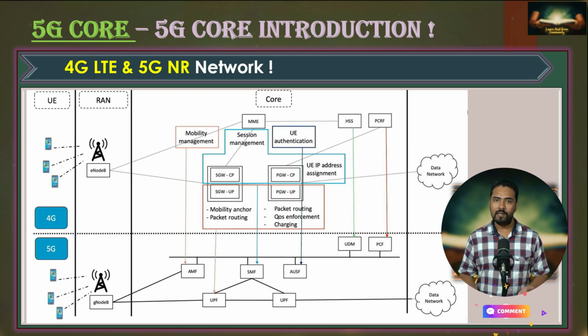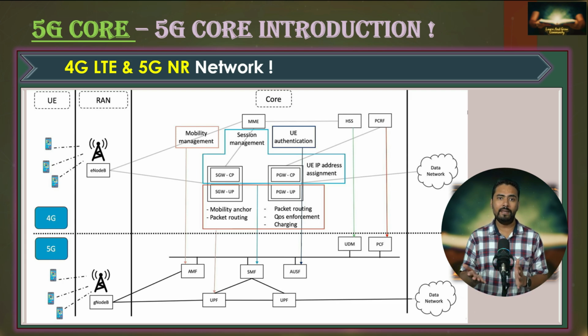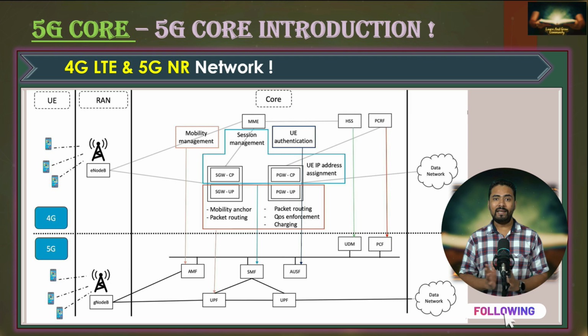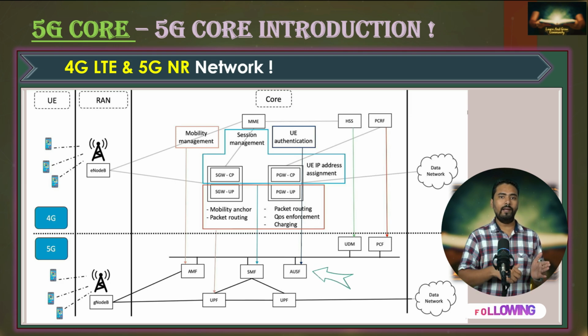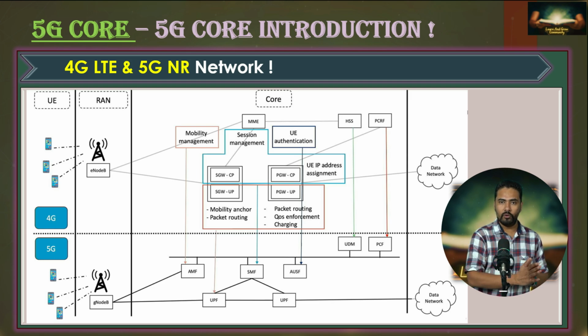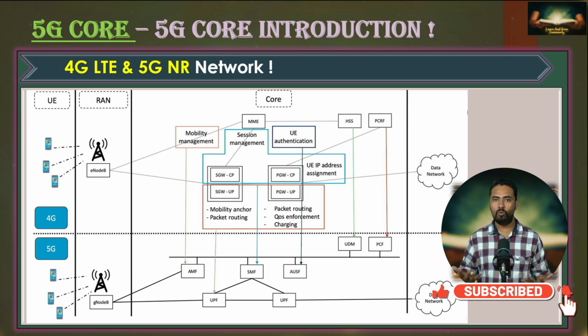And the control plane tasks from the serving gateway and packet gateway, along with the session management, are now handled by session management functions or SMF in 5G. Mobility management is now managed by access and mobility management function or AMF in 5G. Authentication is handled separately by authentication server function or AUSF in 5G core. And the MME functions are now distributed between AMF, SMF and AUSF in 5G core network.